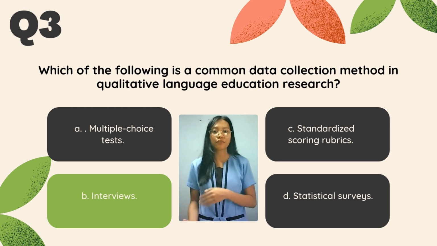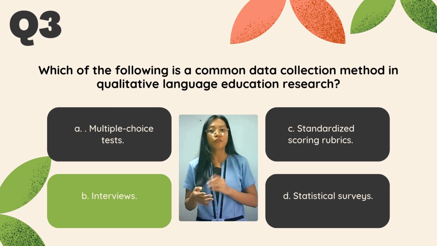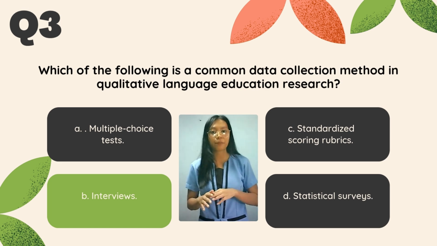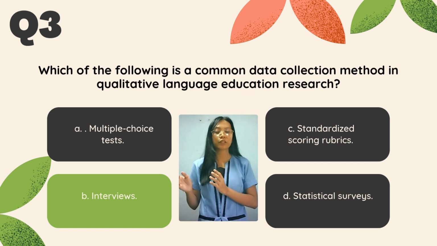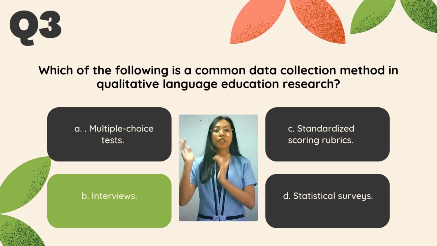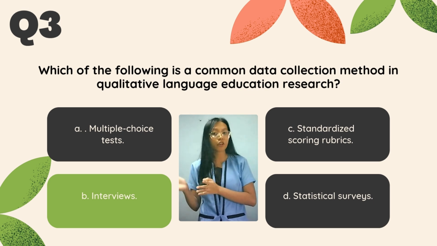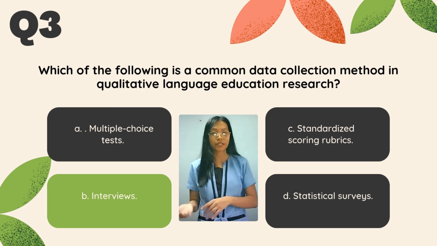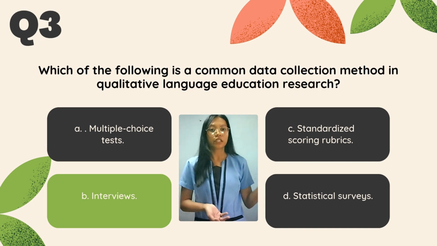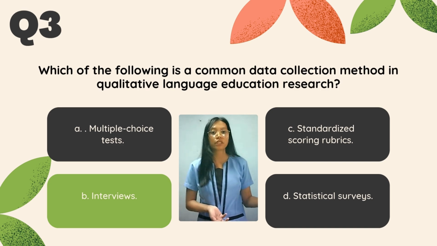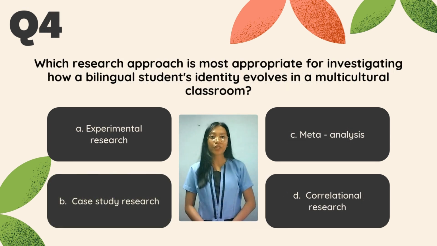As we all know, in qualitative research, interviews focus more on gathering an in-depth exploration of the participants' thoughts, feelings, and experiences, which is connected to the qualitative study. Letter A is wrong because multiple choice tests are quantitative tools used to measure performance, not to explore subjective experiences. C is wrong because while rubrics may be used for assessment, they are not typically tools for qualitative data collection. And lastly, letter D is wrong because these are more aligned with quantitative research, focusing on numerical data.